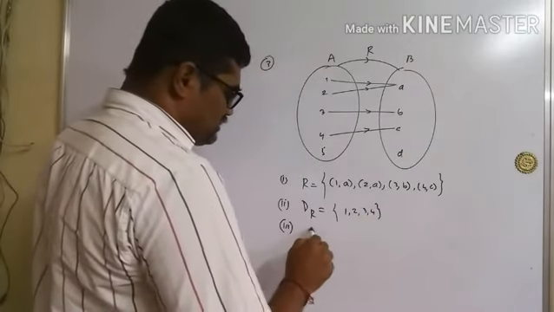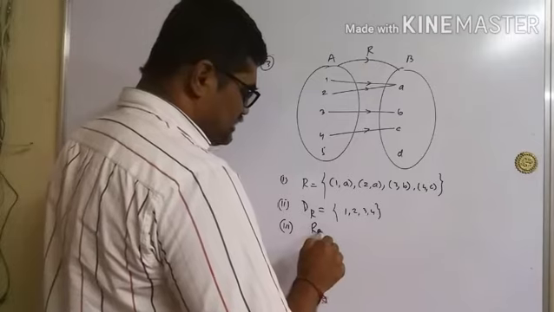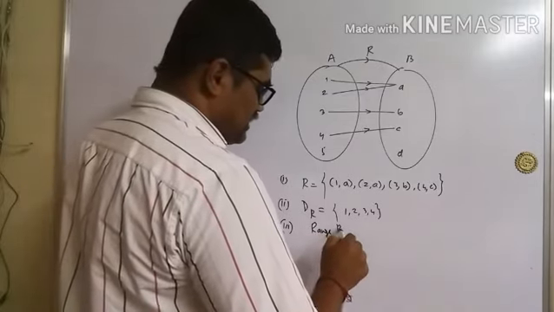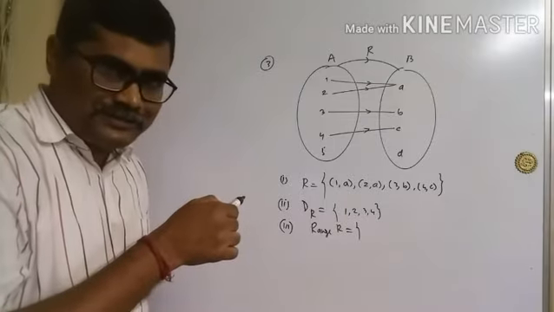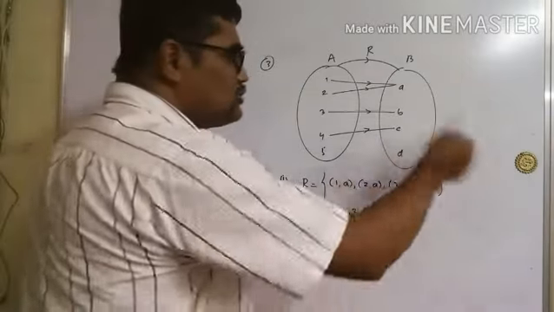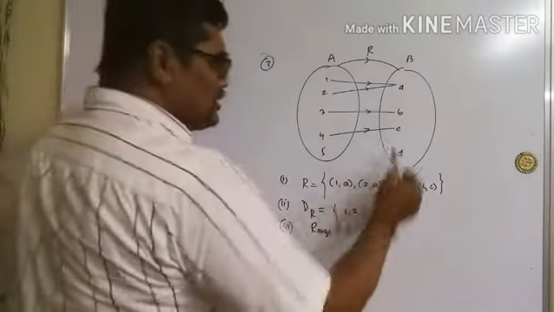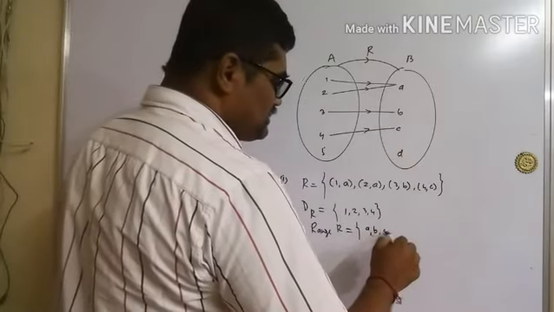Number 3, it is range. I am asking you the range of R. What is the range of R? All elements which are having some pre-images, or all elements to which some arrows are coming. So only 3 elements are there, A, B, C.